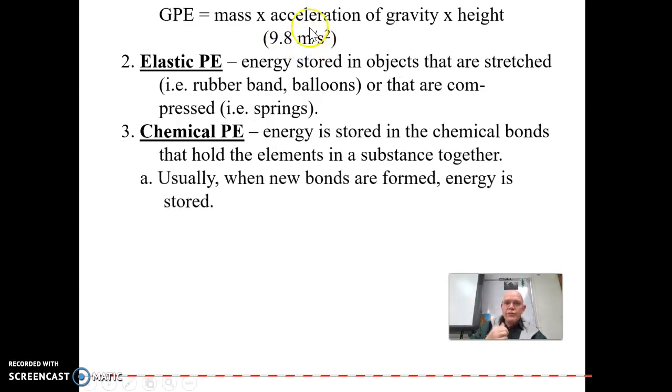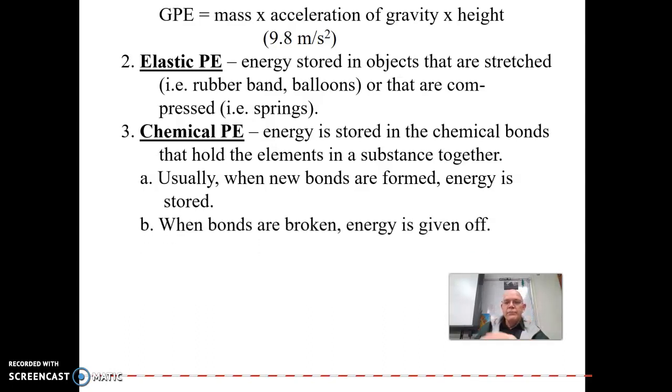All right. Generally, when you make a new bond, it's going to store energy. Okay. If you break a bond, it's going to release energy. There are some exceptions to that, but generally, to bond something together, if you have two atoms that are sitting here, now you're going to stick them together, it's going to take extra energy. You have to add energy to make that happen. And when it does, it stores that energy in the bond. All right. When you break the bond, it's going to give off energy.